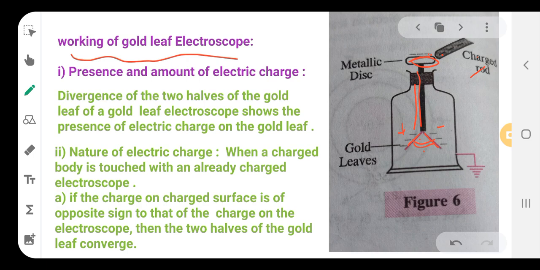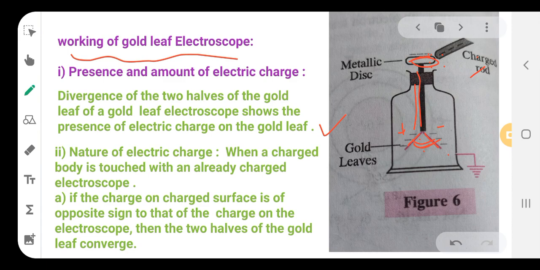Divergence of the two halves of the gold leaf of an electroscope shows the presence of electric charge on the gold leaf. The amount of divergence shows that there are like charges on that gold leaf. Now, the nature of the electric charge: when the charged body is touched to an uncharged electroscope, if they are like charges, they will repel. If they are unlike, they will attract. So we can determine the nature.